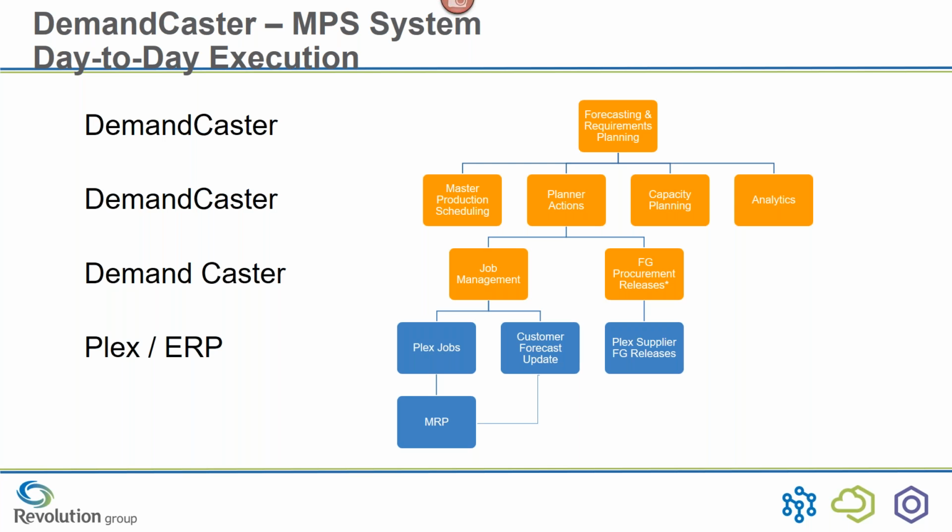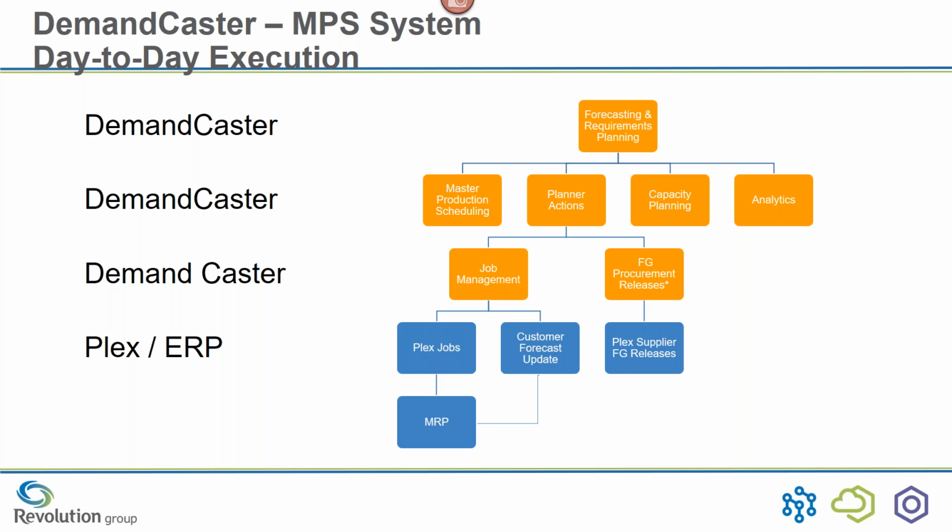To get a better picture of how this would work, the master production system, or the core system, basically does forecast requirements planning at a top level. That will generate a master production schedule and provide planner actions, so recommendations, and you can also do capacity planning and look at analytics on the forecast and requirement planning screen. On the planner actions, it will allow you to do some job management, and your firm jobs that are within your planning horizon will feed into Plex as jobs.